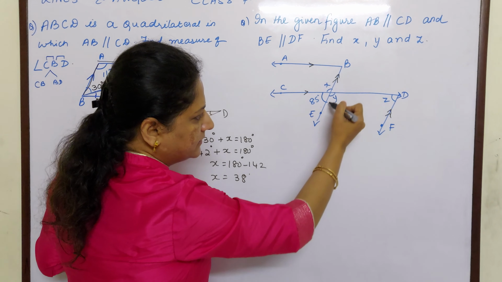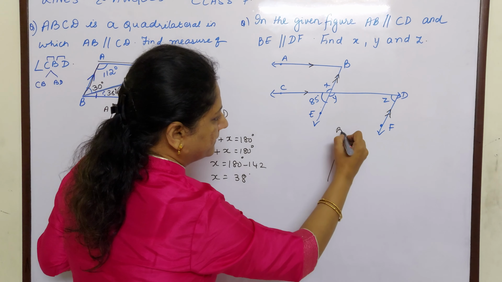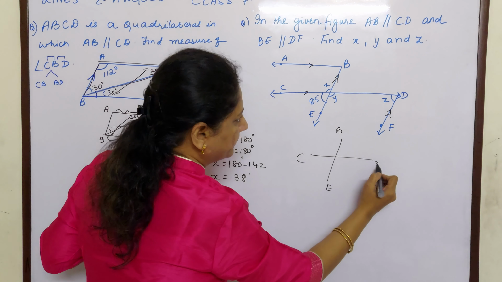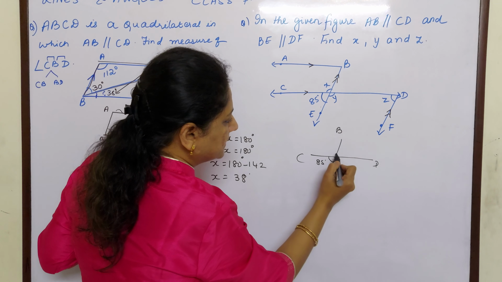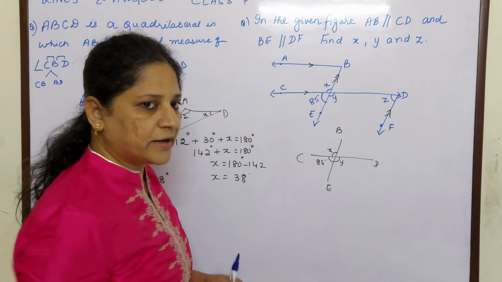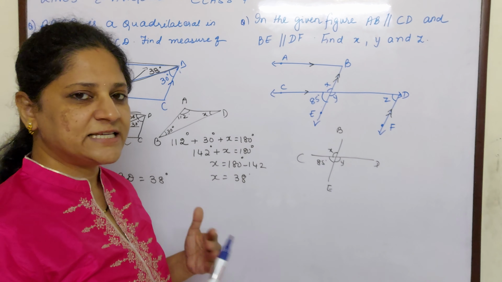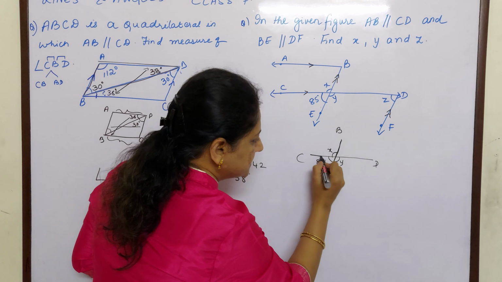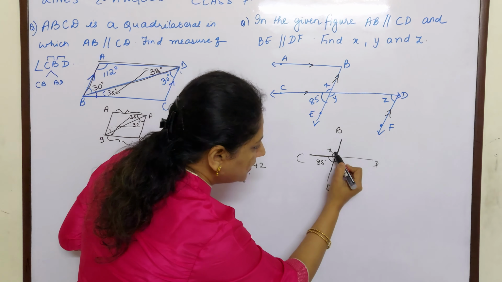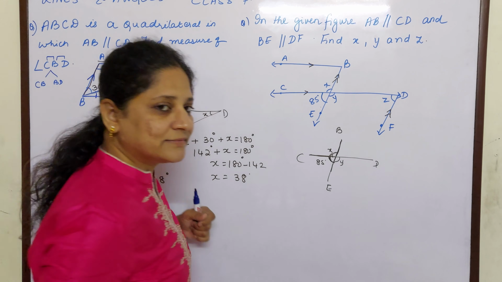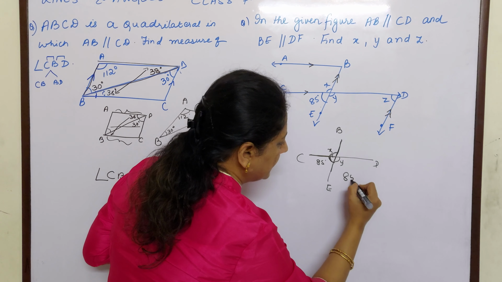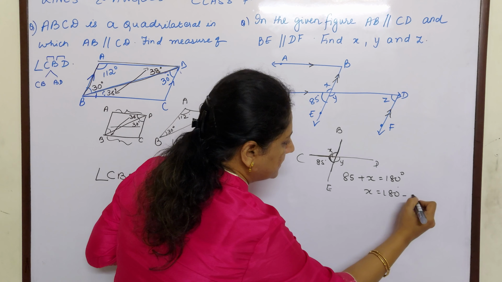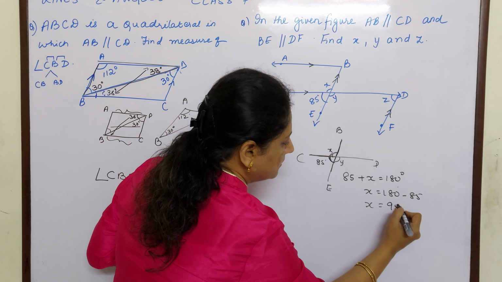Now I will take only the BE line. And BE is intersected by CD. And down it is 85. This is x and this is y. Okay. So I have separated the diagram for easy understanding. Now what do you think, if BE is lying like this and this is a ray standing on CD? What will this form, children? Linear pair. Yes. So 85 plus x is equal to 180. So x is equal to 180 minus 85. So x is equal to 95.